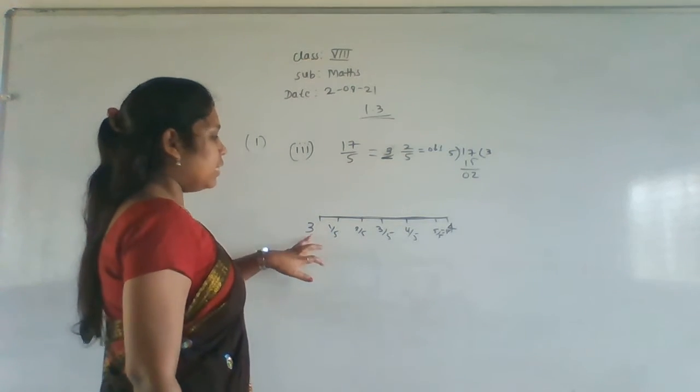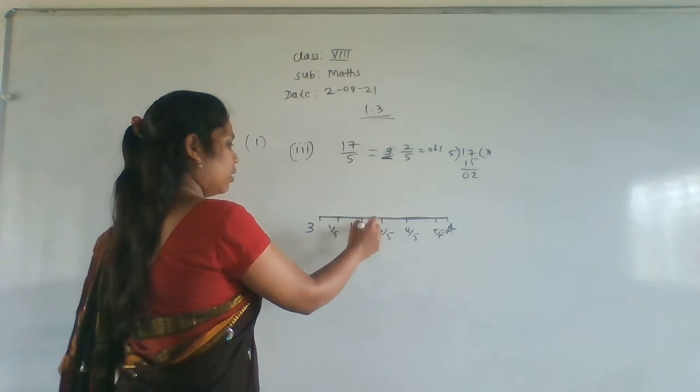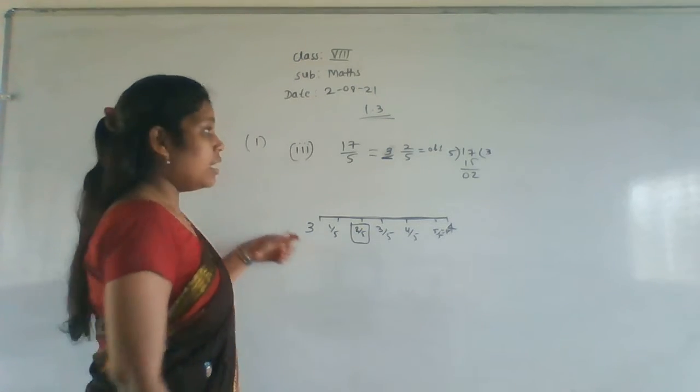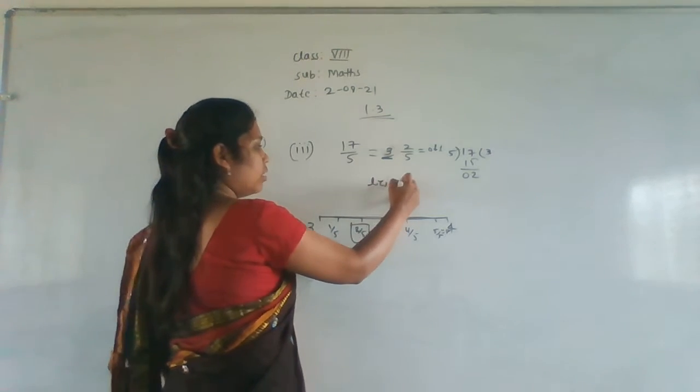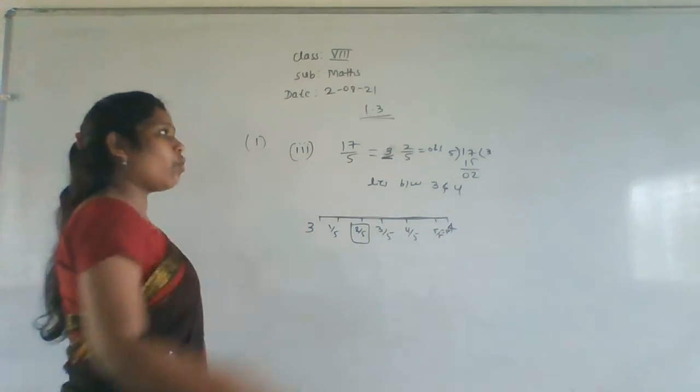Okay. See here. 3 integer 2 by 5. Where is 2 by 5 here? Here. 3 integer 2 by 5. That is the answer. Like this we have to represent. It is between the 3 and 4. Like that you have to consider. Because it is nothing but what?